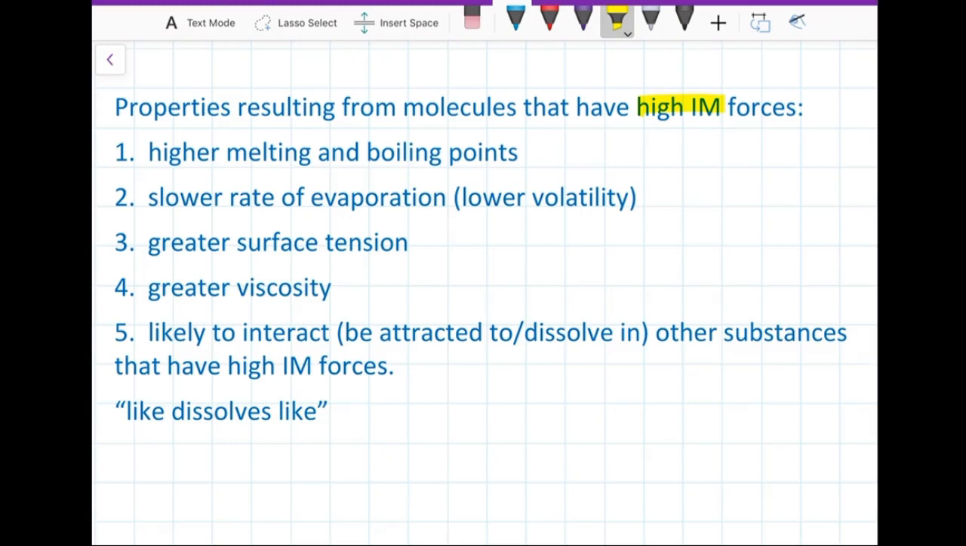Slower rate of evaporation, which means volatility is just a word that refers to how easily a substance evaporates. A liquid evaporates, I should say. So if we have a liquid that has high intermolecular forces, it's going to evaporate slowly. Think about water compared to ethanol, alcohol.